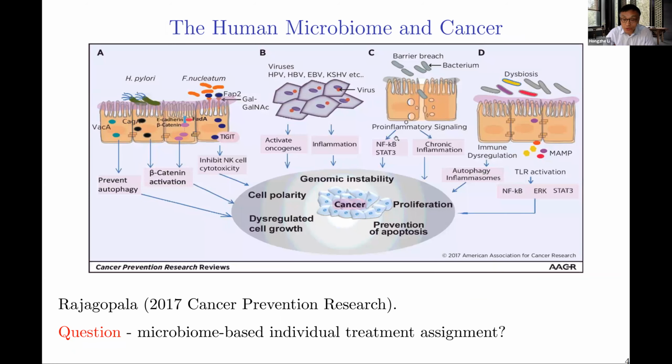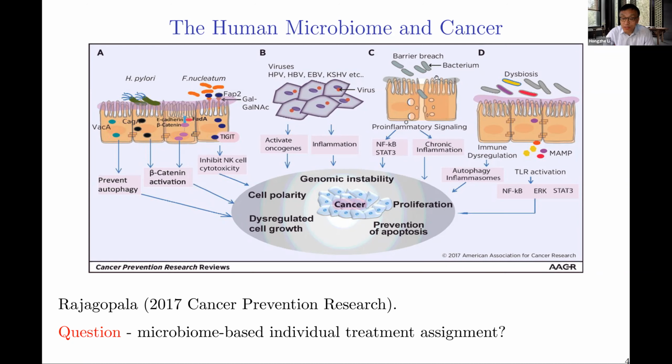And microbiome is also associated with the risk of cancer initiation and the progression of the cancer through different possible mechanisms. For example, some of the bacteria, such as H. pylori and F. nucleatum, can directly lead to genomic instability. In addition, certain viruses such as HPV can activate the oncogenes and inflammation, and that can also lead to cancer.